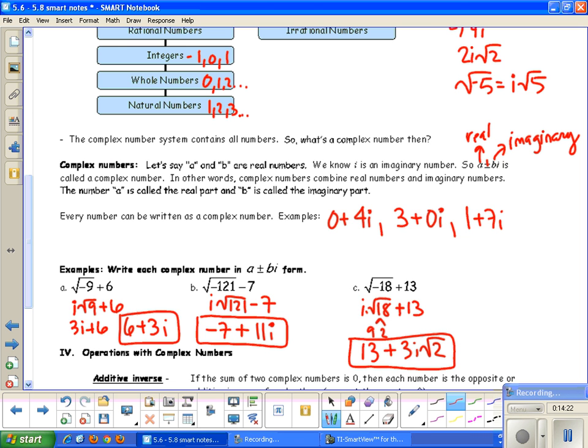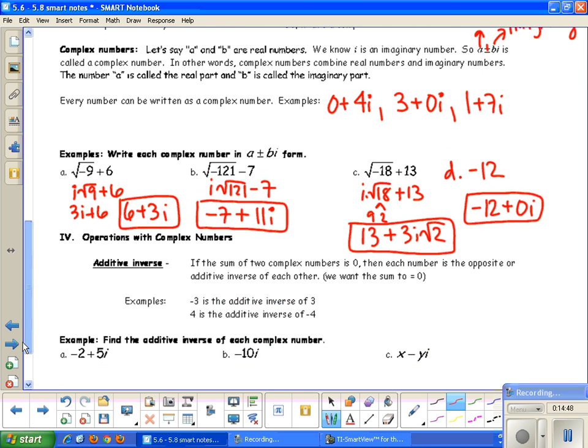And that would be my real part, 13. My imaginary part is 3i root 2. And let's say I had another problem, d, negative 12. So if this was my solution, this is not in complex number form. I have to write it that way. It doesn't have an imaginary part, so I would write this as negative 12 plus 0i. And again, you can do that with any number.